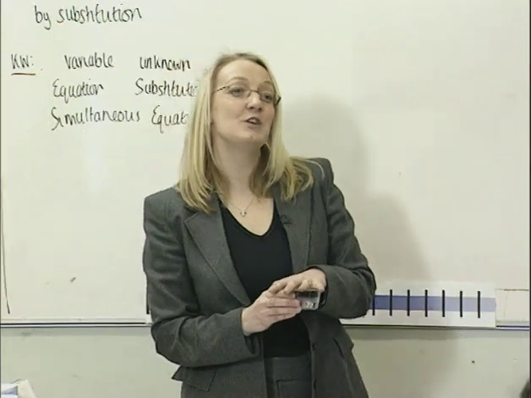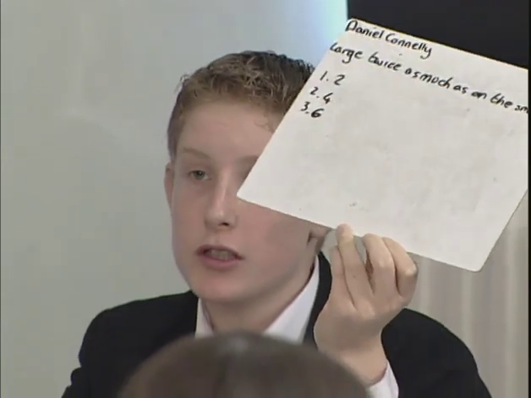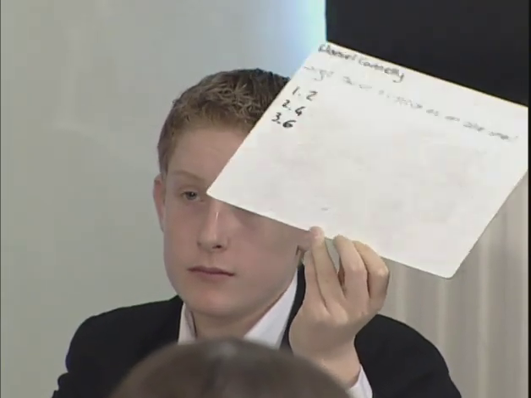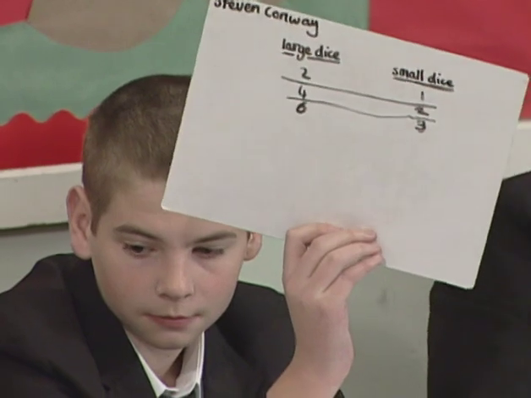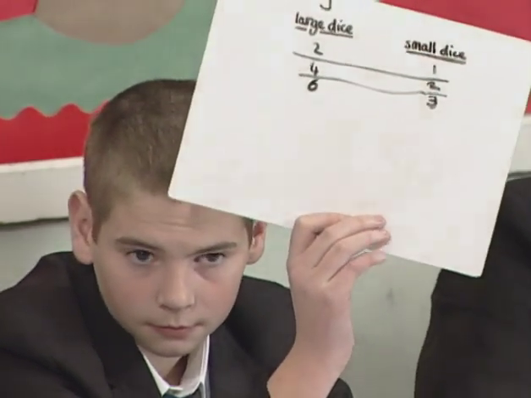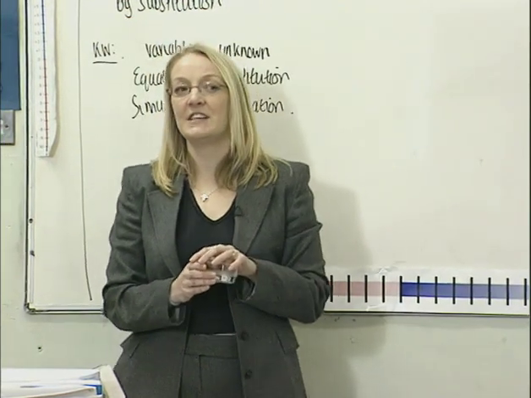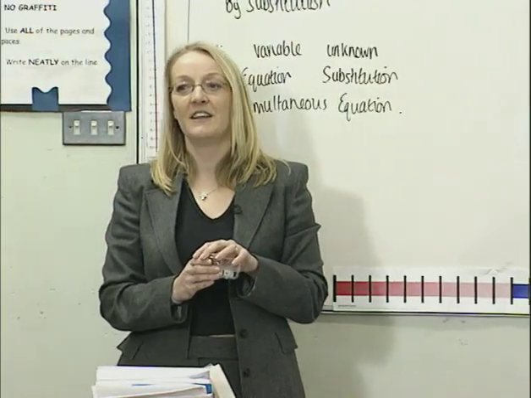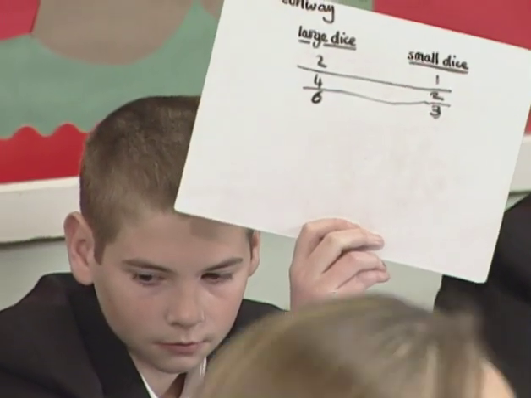Daniel, could you explain your possible outcomes on your boards, please? 2, 4 and 6. Now, Stephen, could you hold your board up for me? Now, Stephen also has the same possibilities. Could anyone tell me, what has Stephen actually done though? What's the difference there? Rachel? Stephen's put what he's wrote on the small dice and on the large dice in 2 different columns. Excellent, and that's something we need to pick up on.